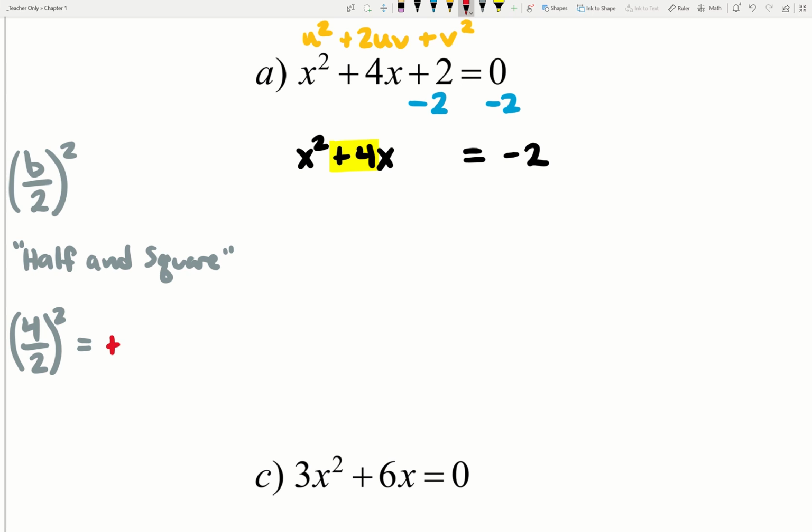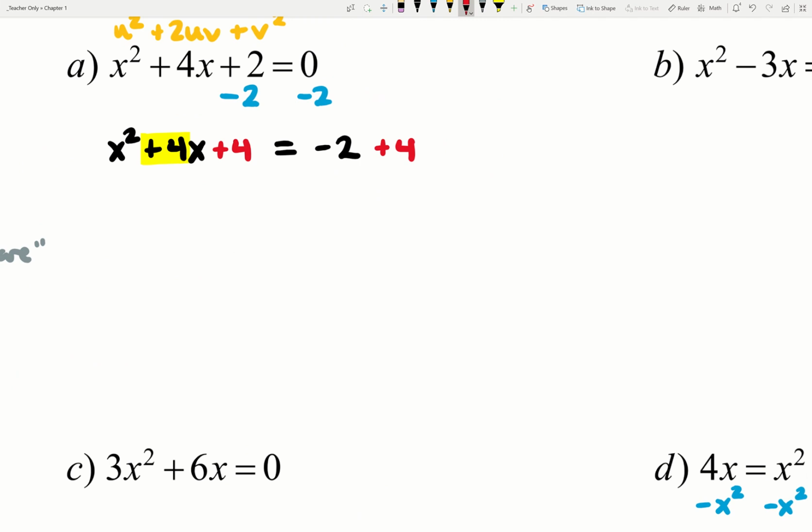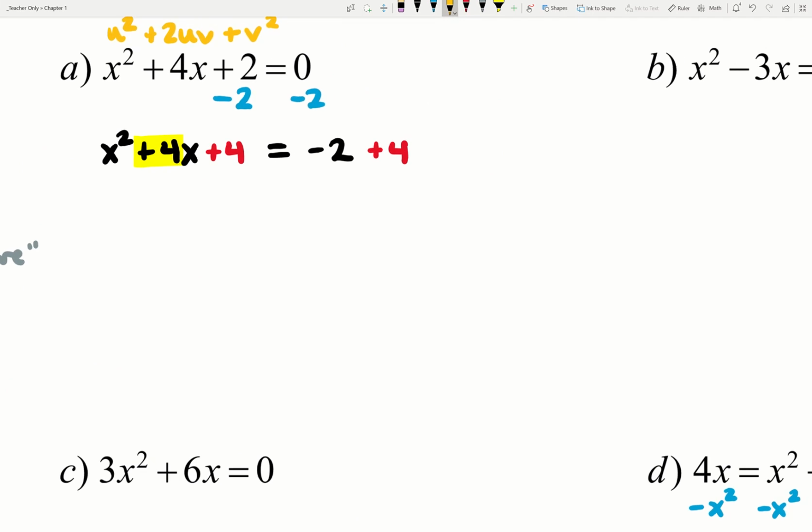So that's why I'm going to introduce a plus 4 to both sides of my equation. The plus 4 on the left-hand side is going to make this into a perfect square trinomial, and I can factor this into x plus 2 quantity squared. On the right-hand side, I'm just adding the 4 because I added it to the left-hand side. Whatever you do to one side, you have to do to the other side. We can evaluate that right-hand side: negative 2 plus 4 makes positive 2.